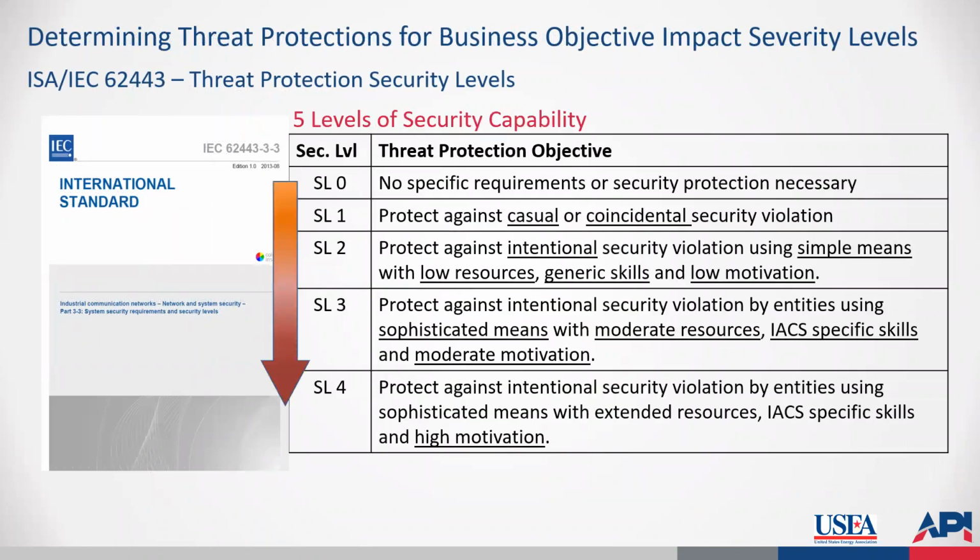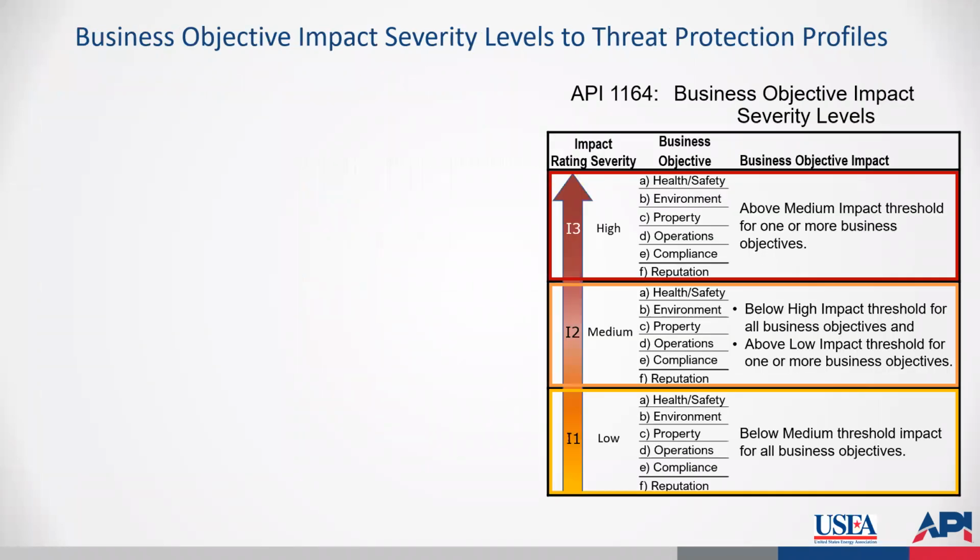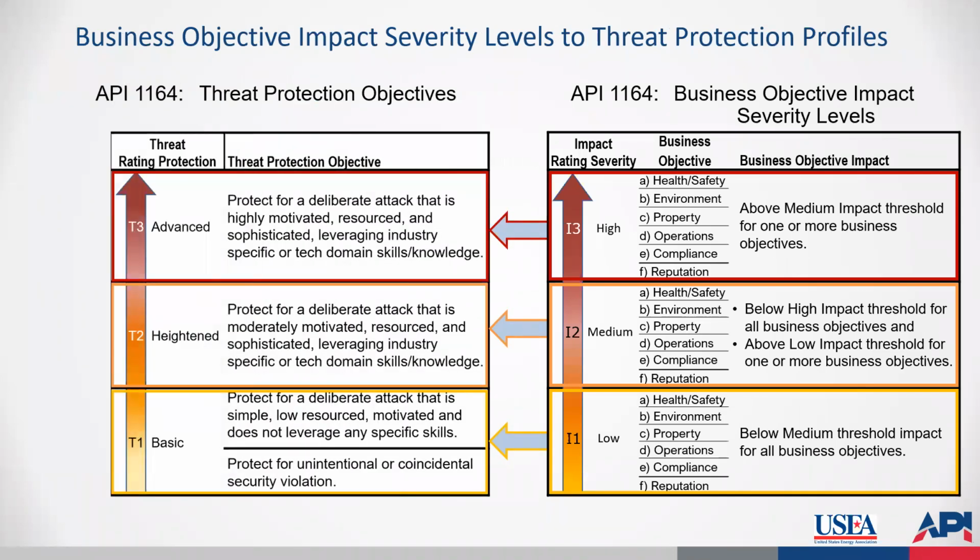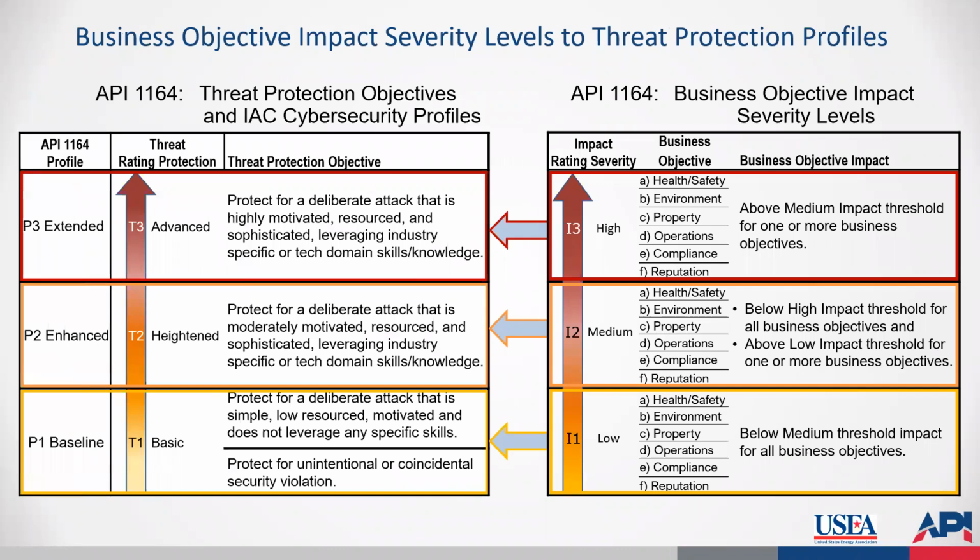Now, if you look at 62443 for security levels, they have basically 5 levels of security capability for increasing levels of sophistication, increasing levels of motivation, and increasing levels of resourced adversaries. You want to match those two up. The more impactful an event could be, the more protection you want to have against a more advanced threat. So we've mapped all of the objectives to threat protection objectives to ultimately API profiles. All of our requirements fall into one of three buckets: a baseline requirement, an enhanced requirement, or an extended requirement.